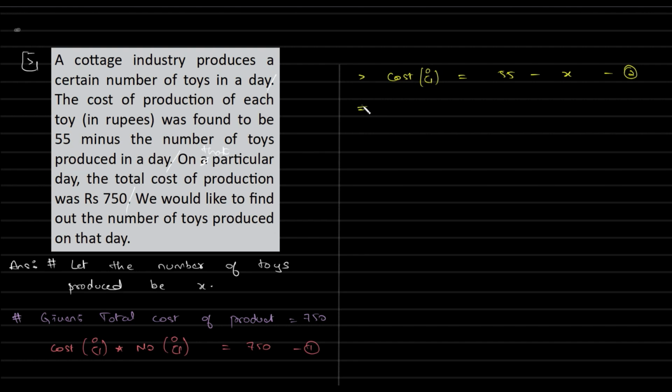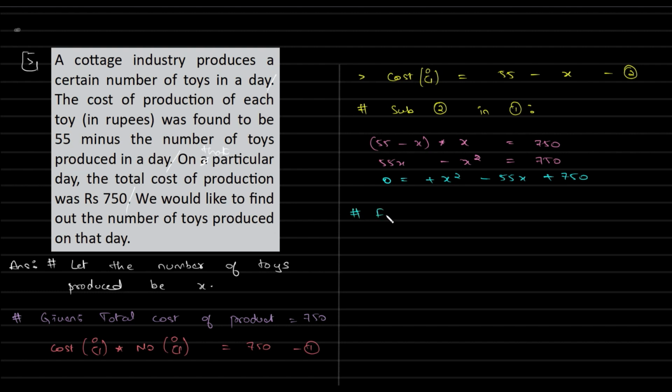If I substitute 2 in 1, we are looking at 55 minus X into the number of toys, that is X, is equal to 750. So we have 55x minus x squared is equal to 750. Rearrange all of this. I'll transpose this to the right hand side. So I'm looking at 0 is equal to x squared minus 55x plus 750. And this we need to split.